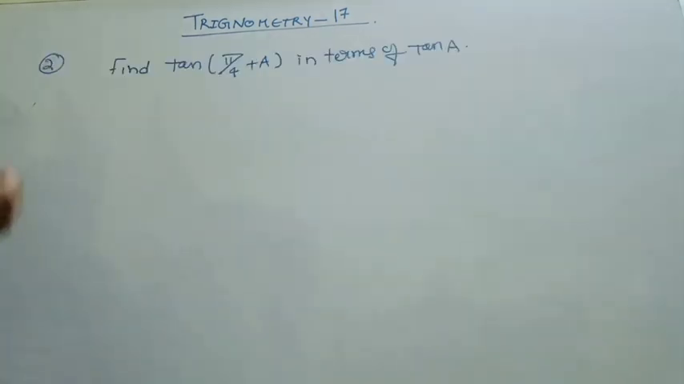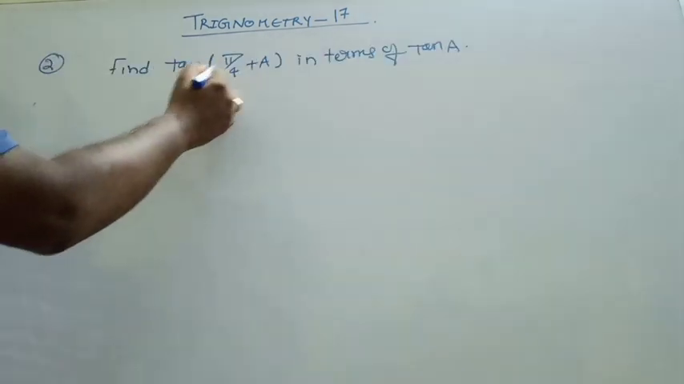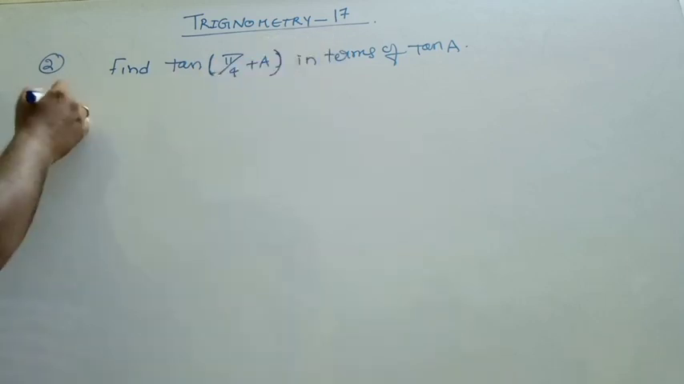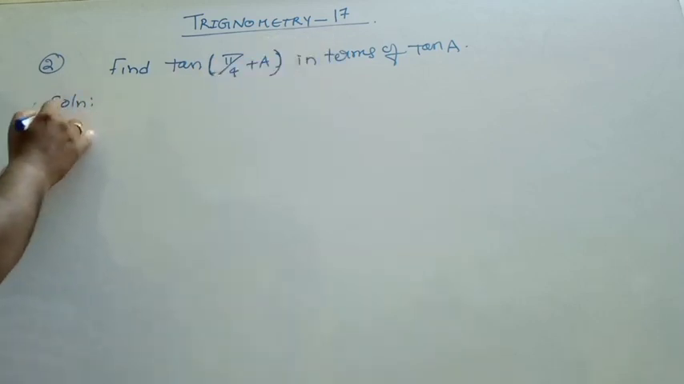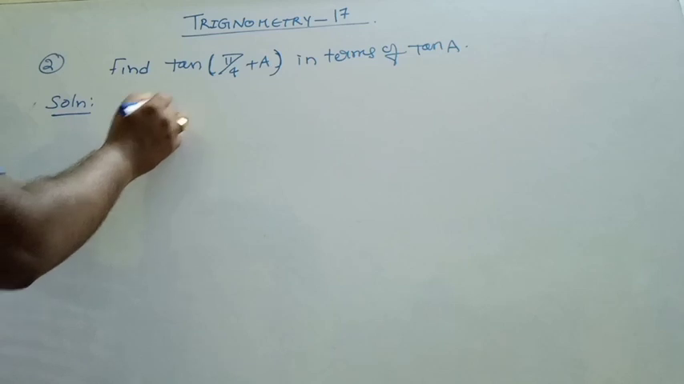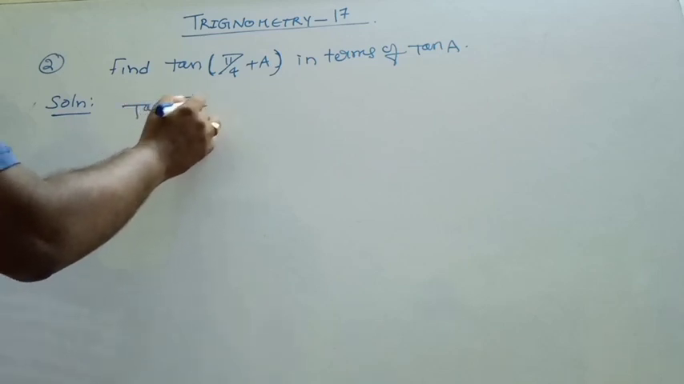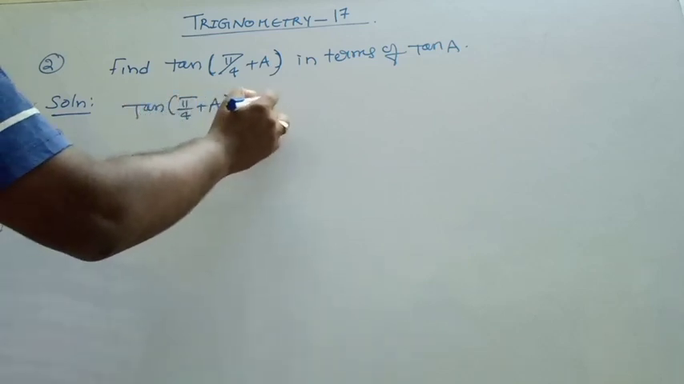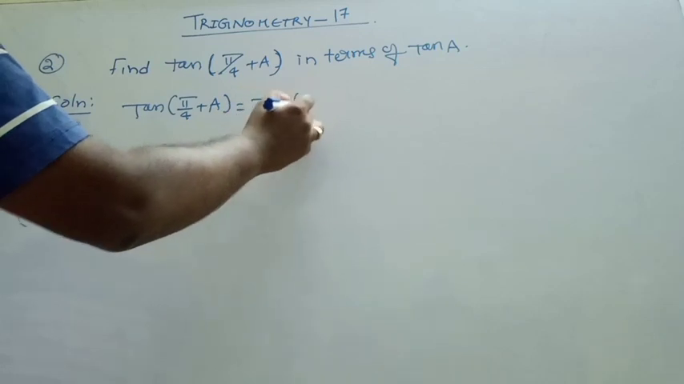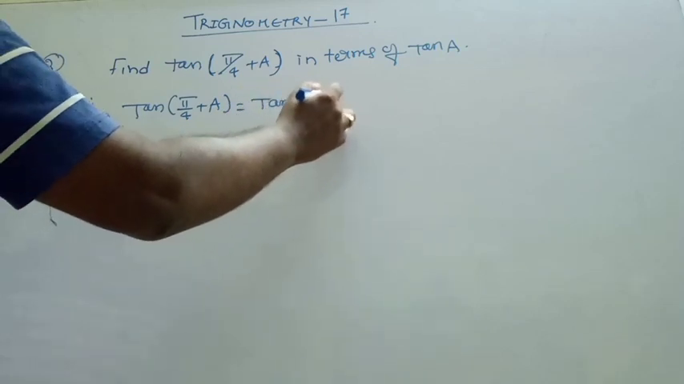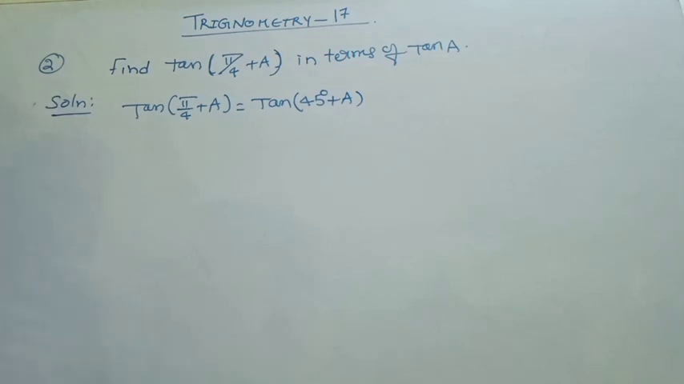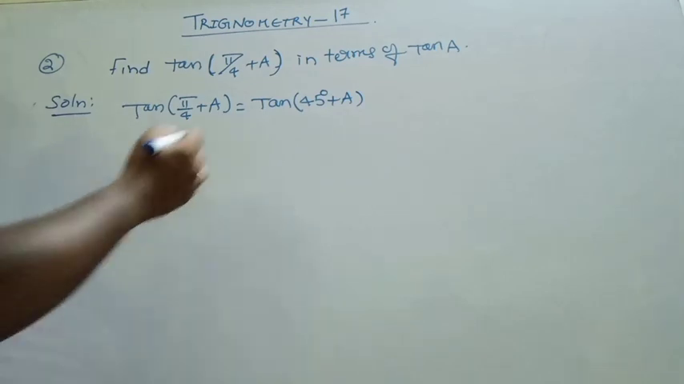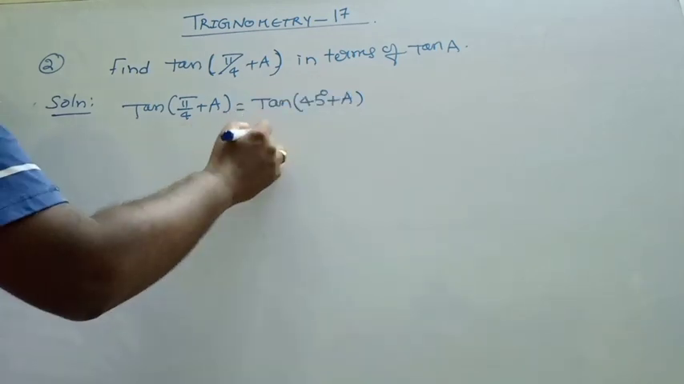Now see the second problem. Find tan(π/4 + A) in terms of tan A. This is equal to tan(π/4 + A). This is now the tan(A + B) formula. π/4 means 45 degrees, so tan(45° + A). You can use the tan(A + B) formula.